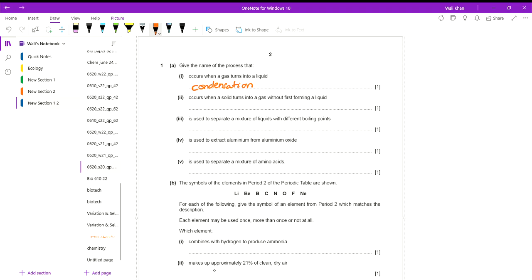Occurs when a solid turns into a gas without first forming a liquid. Is used to separate a mixture of liquids with different boiling points. Method आपने बताना है कि method हम use करते हैं to separate a mixture of liquid with different boiling point. Yes, fractional distillation.